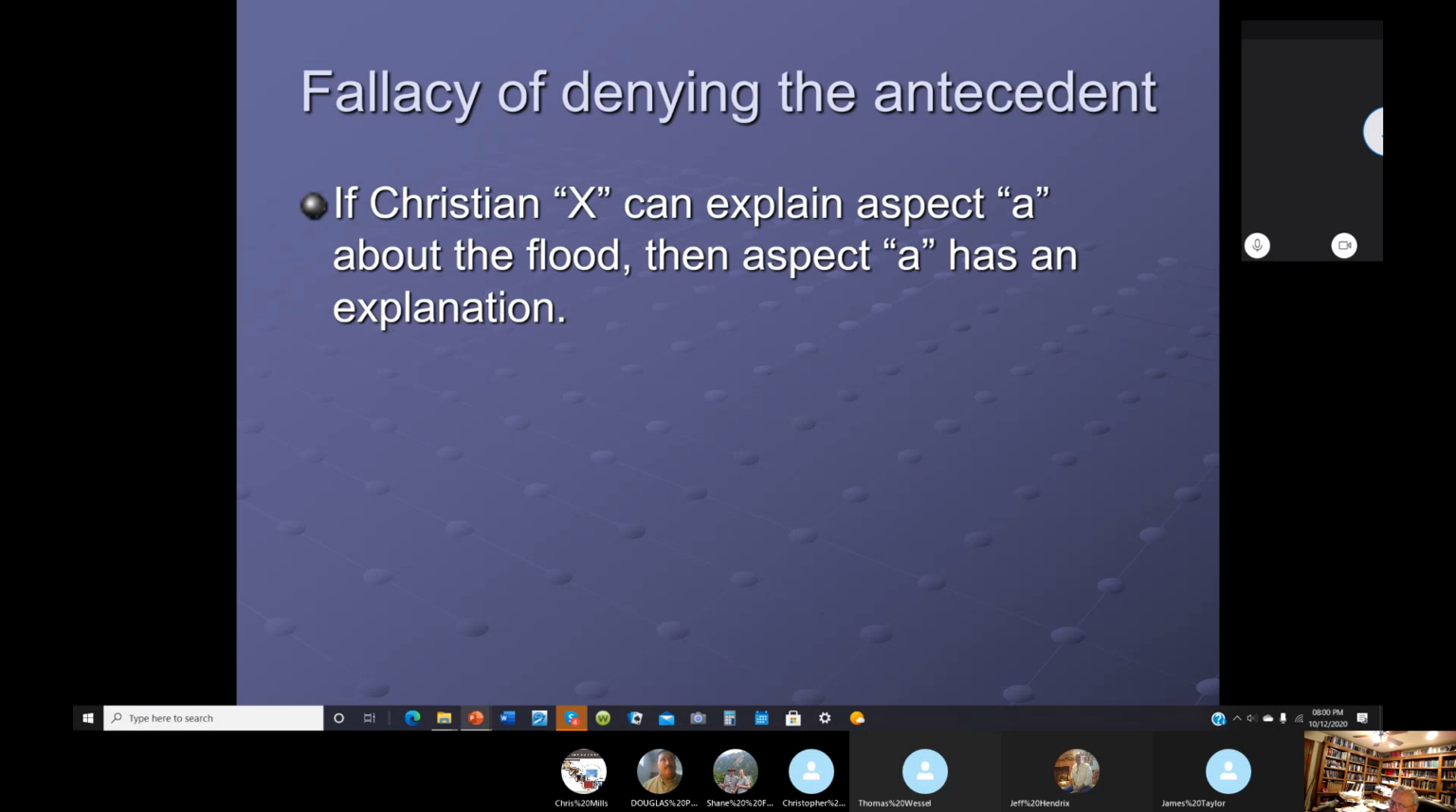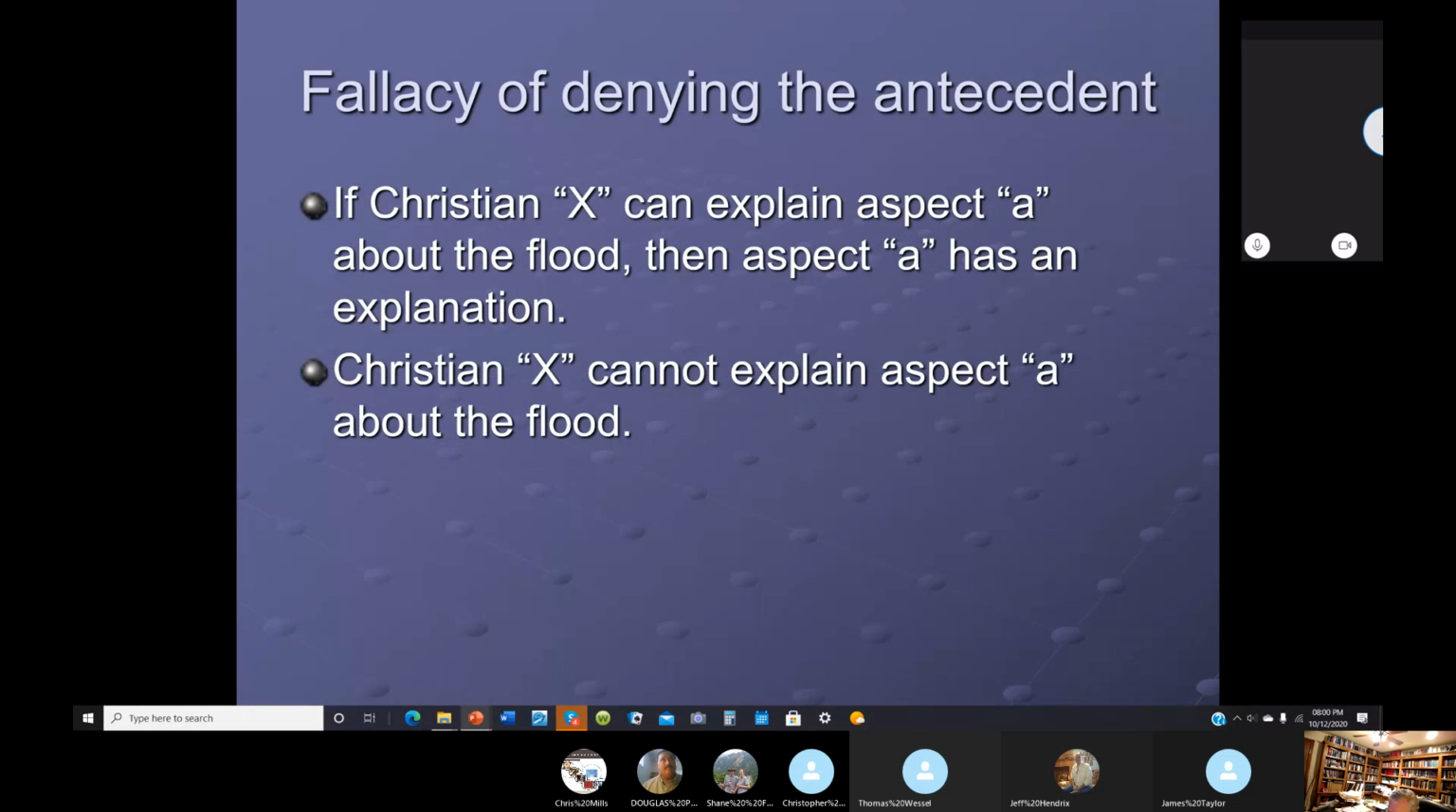If Christian X can explain, here's another argument. If Christian X can explain aspect A about the flood, then aspect A has an explanation. Well, that's certainly true. So if you as a Christian can explain some question about the flood, then there's an explanation. That's certainly true. But maybe you can't explain something, all right? The fact that you can't explain it, look at the form of the argument. What's your antecedent? Christian X can explain aspect A of the flood. And what have they done? They've denied the antecedent. He cannot explain it.